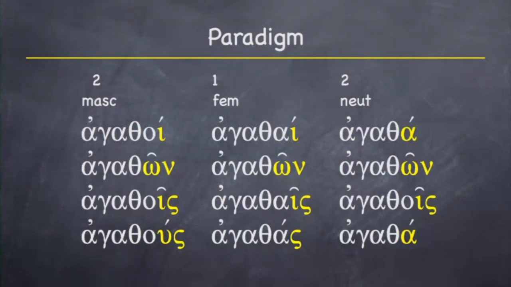Well, let's take a look at the plural then. And in the plural, it's agathoi, agathai, agatha; agathōn, agathōn, agathōn; agathois, agathais, agathois; agathous, agathas, agatha. By the way, before we leave this screen, notice the 2-1-2. This means that agathos is a 2-1-2 adjective. It means there's 3 different forms for the 3 different genders. The masculine follows second declension, the feminine follows first declension, and the neuter follows second declension. That becomes especially important in just a little bit. Okay, that's it for the forms of an adjective.